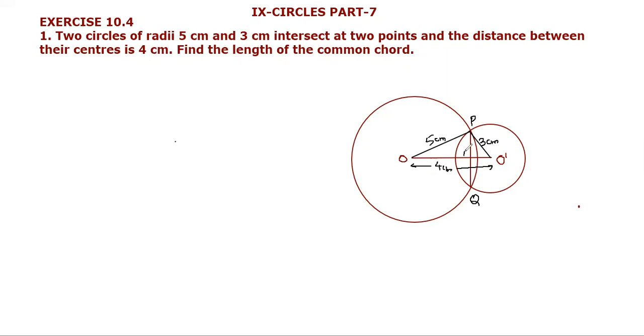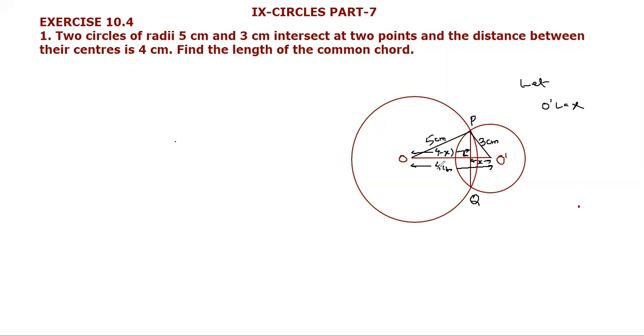So suppose this is point L where O dash and PQ intersect. That is point L. If we take this L to O dash, this length we are taking as X. Let O dash L be equal to X. Then what will be OL? OL will be 4 minus X, because we have subtracted X. This will be 4 minus X till here.